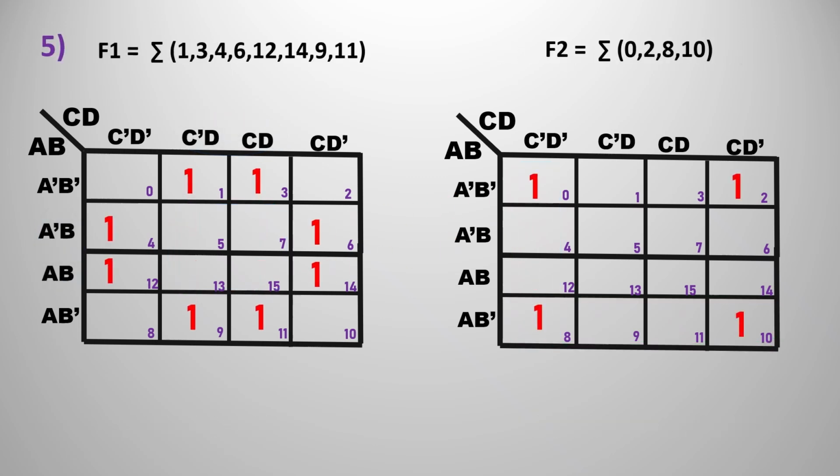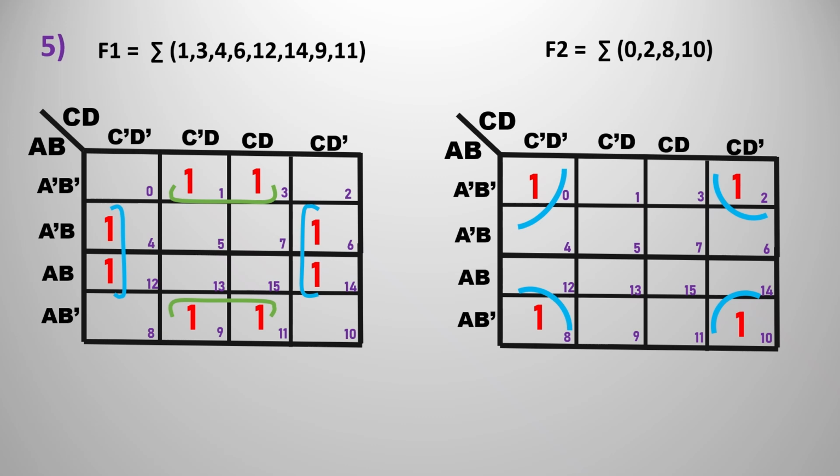Let's see another example. They have given 1, 3, 4, 6, 12, 14, 9 and 11, and according to that I have filled in the boxes. In the second K-map, they have given 2, 0, 8, 10, and I have filled accordingly. The second one looks like a corner case. The first one is also somewhat like a corner case, but without that. Let's see how to do this grouping. As I already mentioned, see the first green highlighted group in the first one, that is the F1 expression.